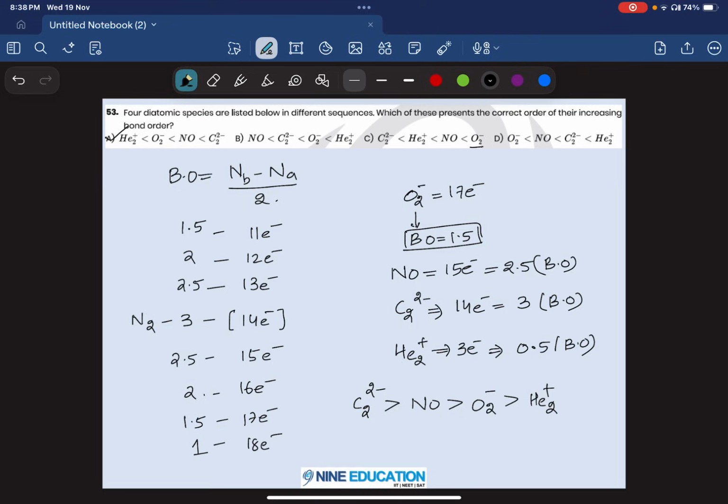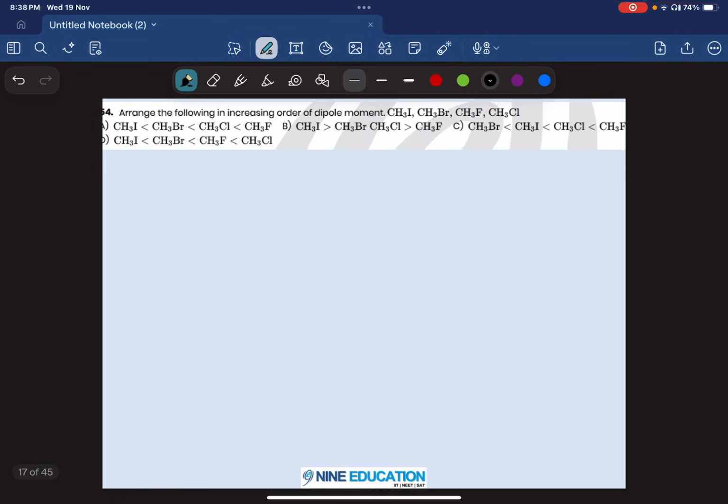So yeah, this is a trick. You can directly use the MOT configuration also, the sigma 1s, sigma star 1s sort of configuration. But you can use this trick to solve this problem much more quickly. Then comes the next question.